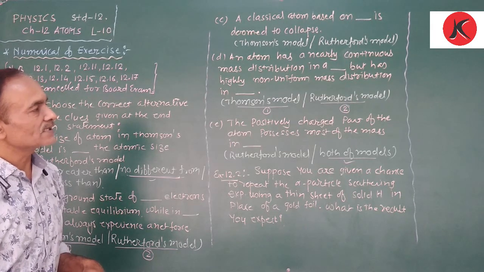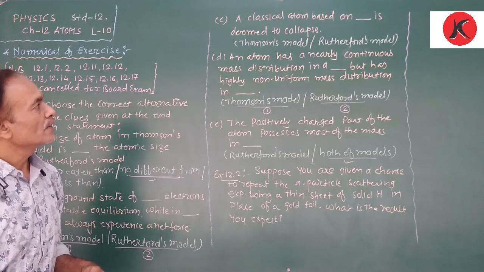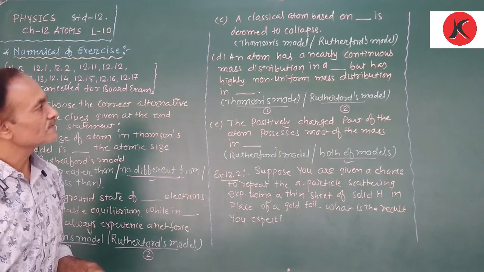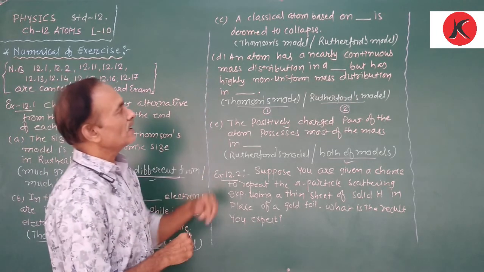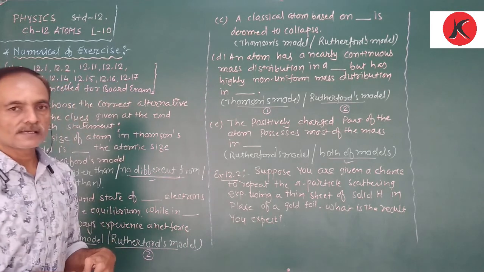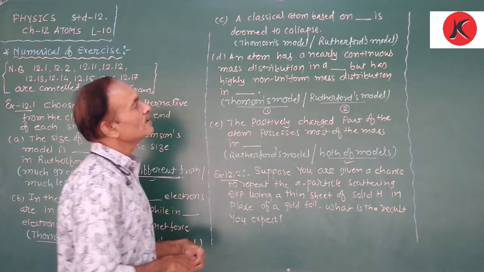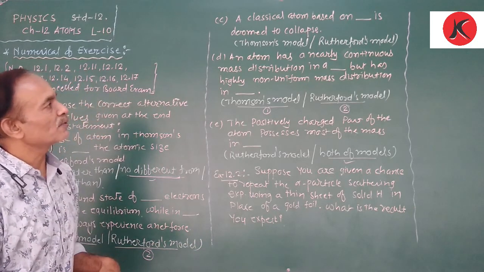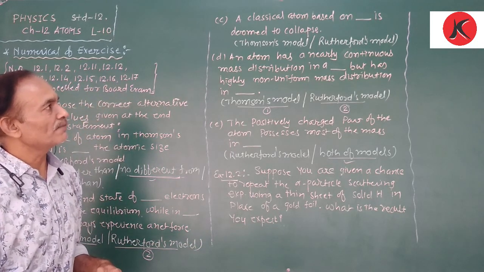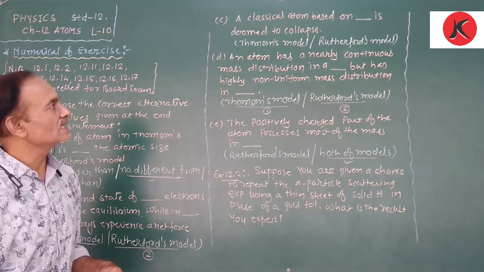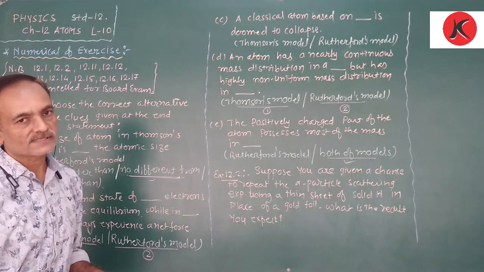Okay. After that, the next: a classical atom based on blank is doomed to collapse. Thomson's model or Rutherford's model? So here, both models are responsible: a classical atom based on both models is doomed to collapse.